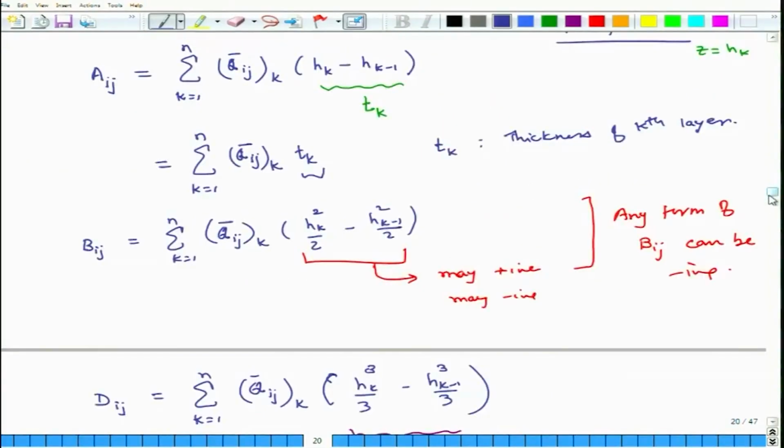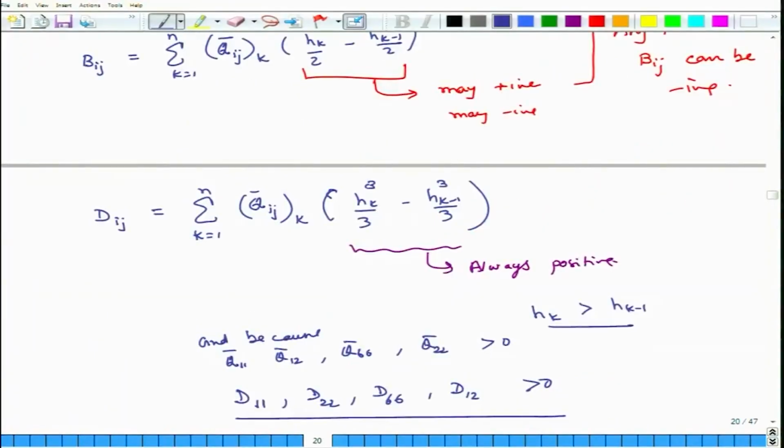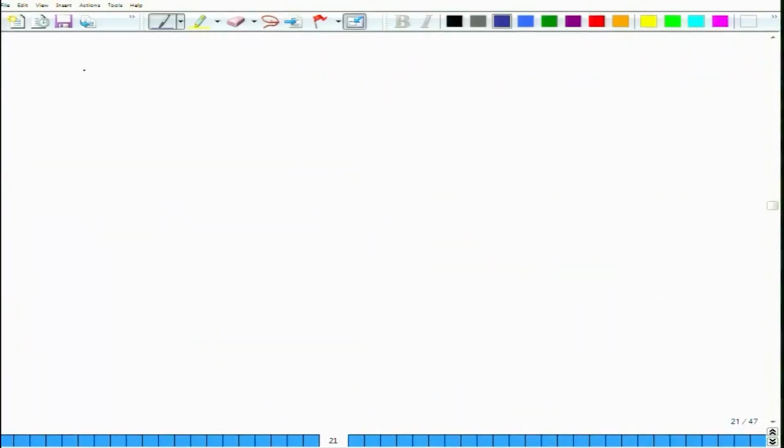Similar terms in the A matrix are also positive, but in the context of the B matrix, any term can be positive or negative, and it is driven by the fact that hk square minus hk minus 1 square can be either positive or negative. So, this is one general observation I wanted to state. Next, let us look at some more details about these matrices.